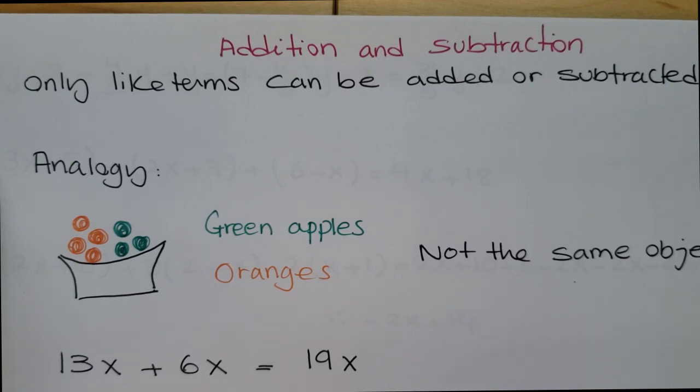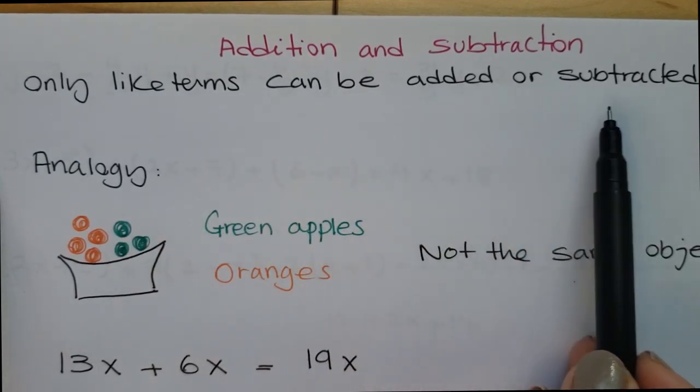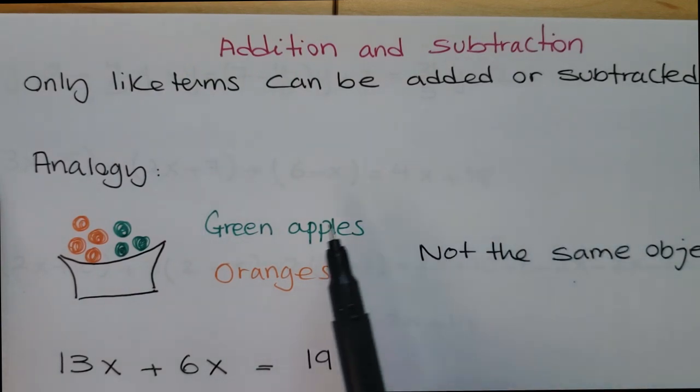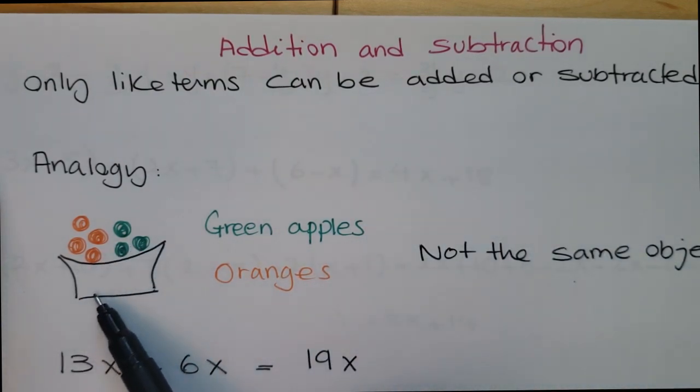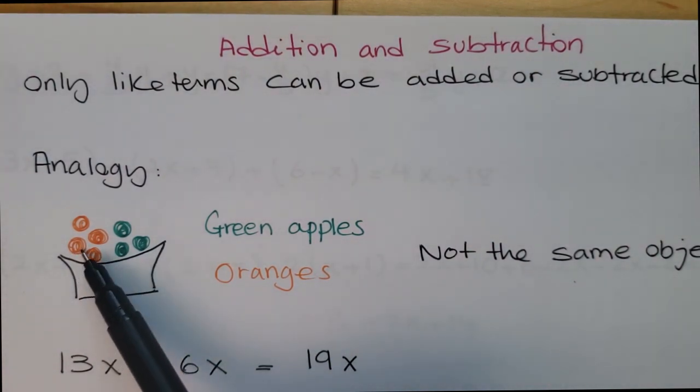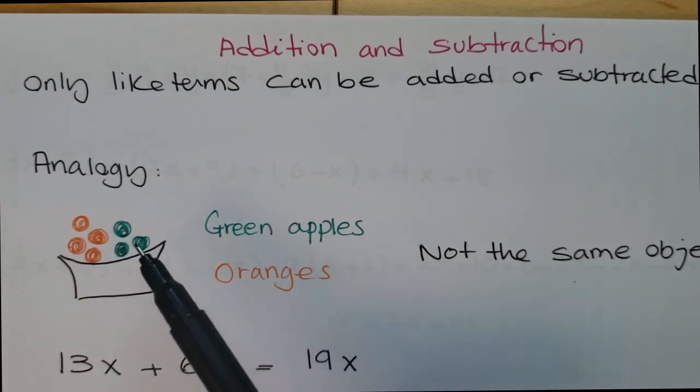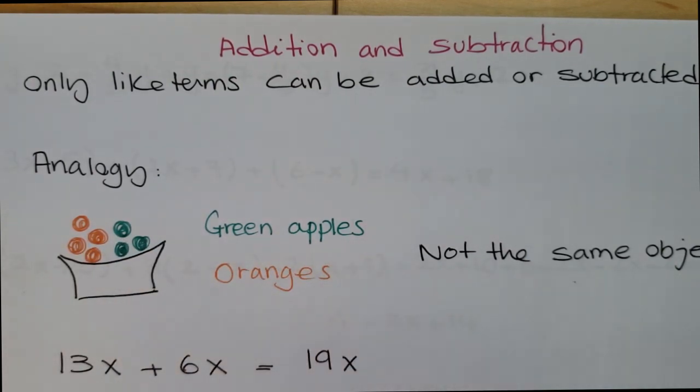As I just mentioned, only like terms can be added or subtracted. So here I usually use an analogy. Let's see, this is a fruit basket. Sorry, I'm not very good at drawing. So the orange circles are oranges and the green ones are green apples. If someone asks you how many apples or oranges are in the basket, you do not combine the apples and oranges together because they are different objects or different fruits. You would say 4 oranges and 3 apples because they are different objects. You cannot add them together.